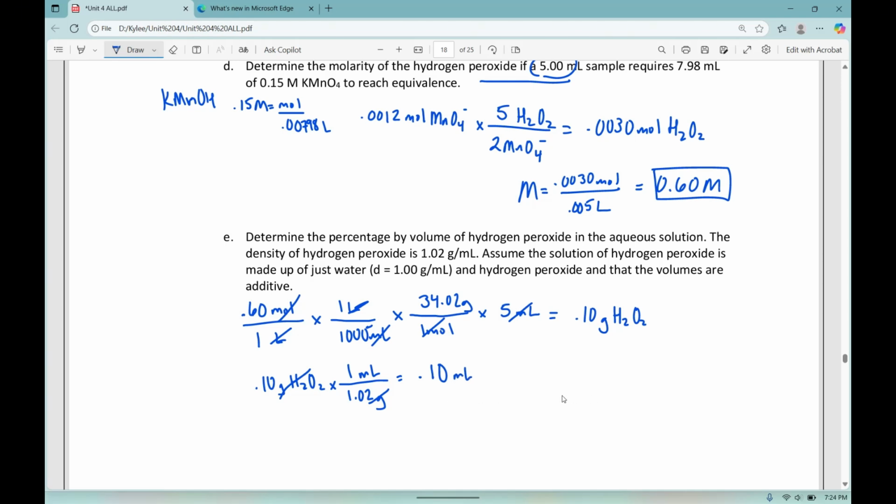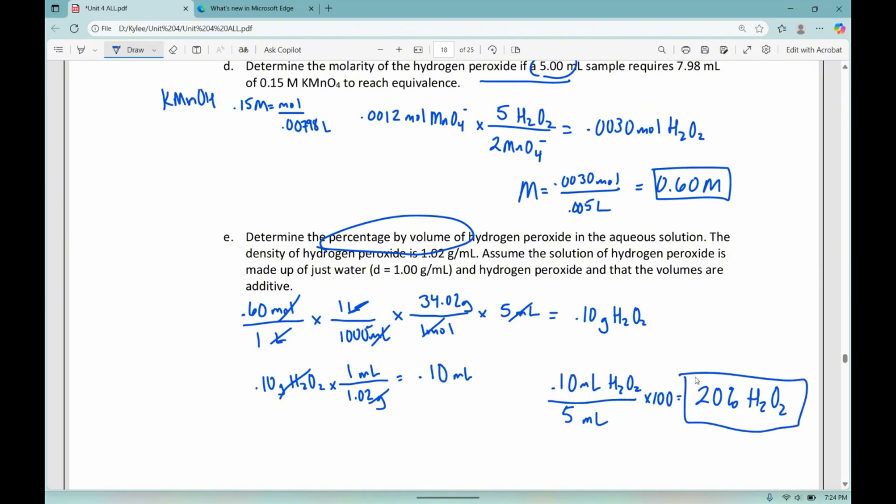And the reason that I needed that is because they want a percent by volume. So it was 0.10 milliliters of hydrogen peroxide out of a 5 mL solution, and then I take that times 100 to get it in a percent. So that means this was a solution that was 20% H2O2. So that's actually really strong. Your regular commercial hydrogen peroxide that you buy at the pharmacy is only 3%. So this is a much higher percentage.